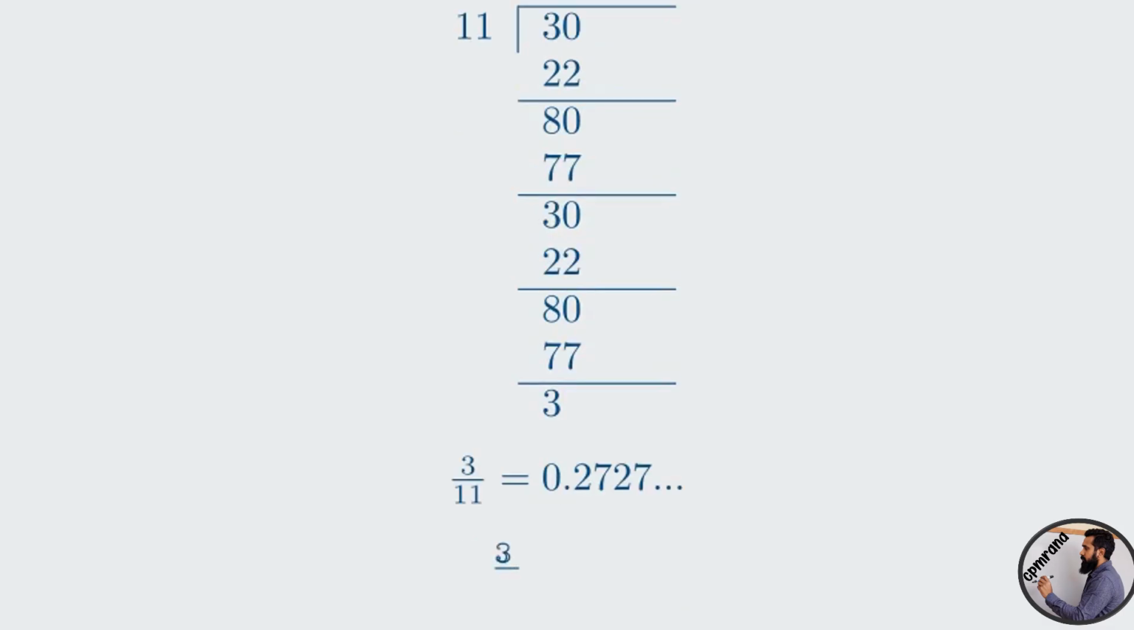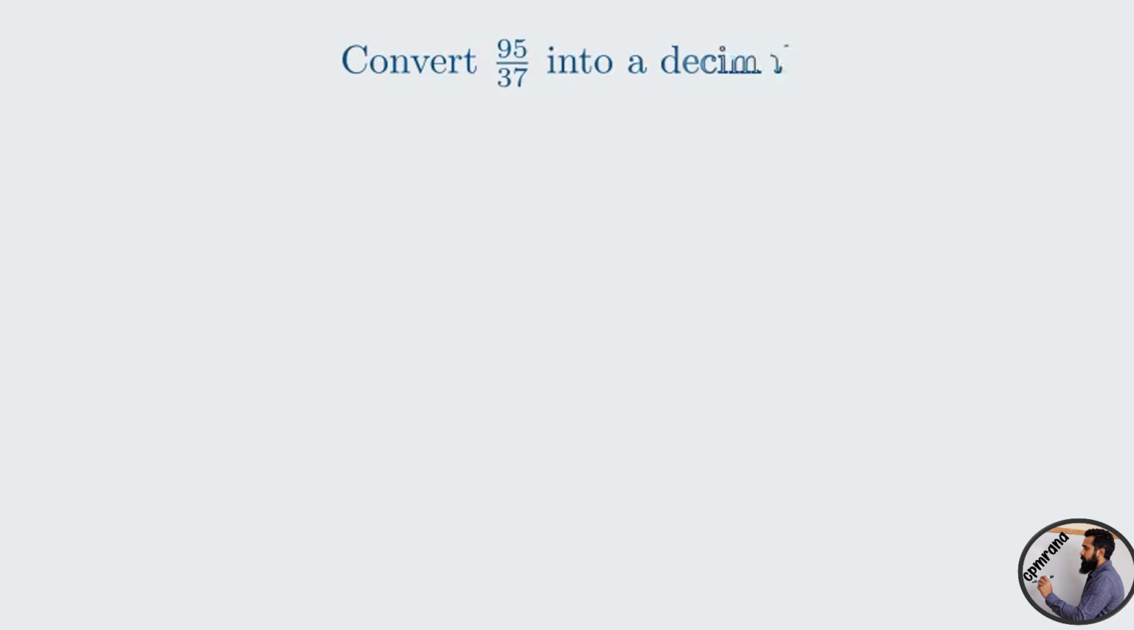To write this more concisely, we use dots over the repeating digits. The dots over the 2 and the 7 indicate that the sequence 2-7 repeats infinitely. Now, let's look at our second example, which is a bit more complex.